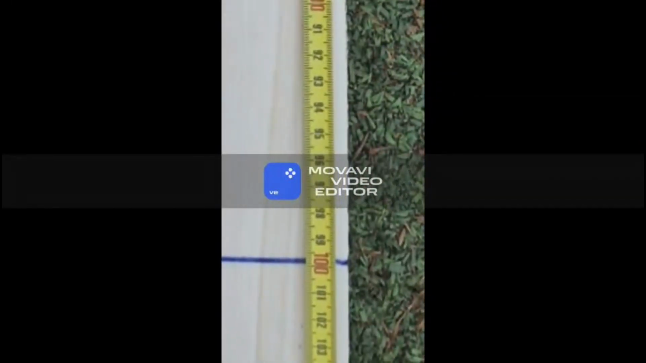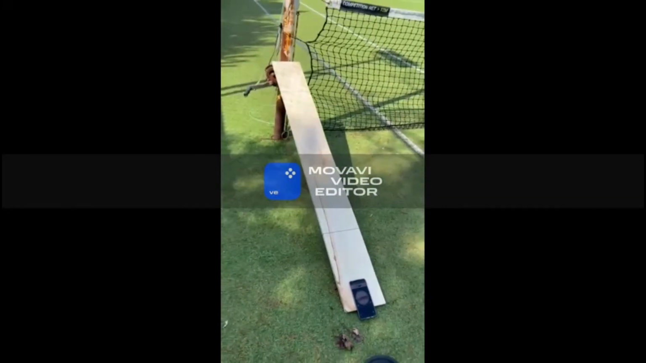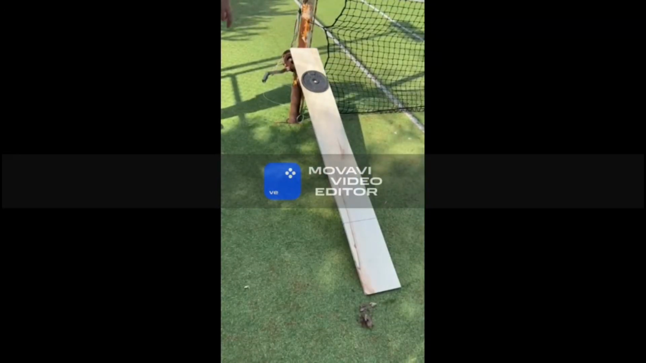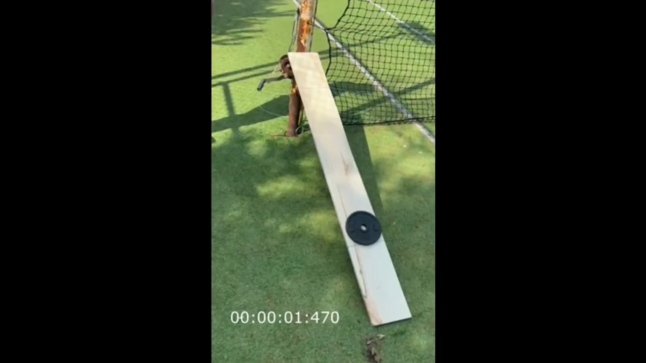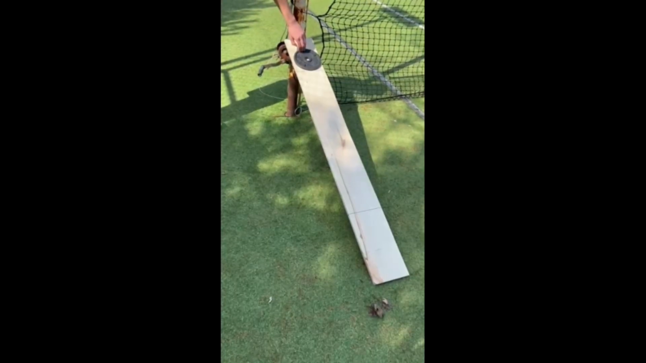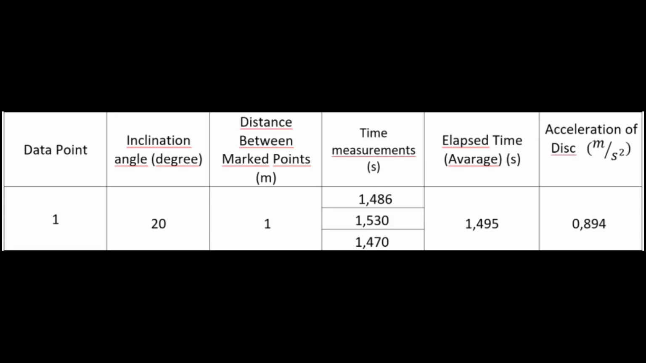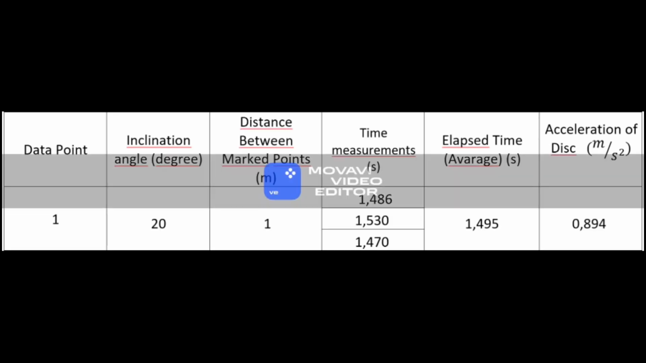For the first part of my experiment, I drew two lines on the plank and measured the distance between them. Then I set the plank to a 20-degree angle and released the disc 3 times. These results lead us to an acceleration of 0.894 meters per second squared, as shown in the table.